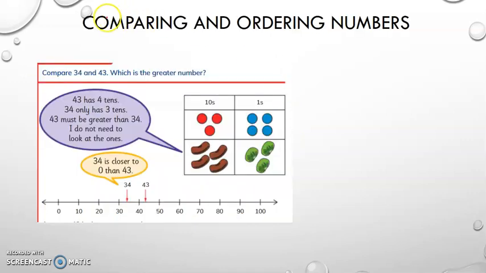Now, after that, we are moving to comparing and ordering numbers. We have already seen comparing and ordering numbers during our revision. When we compare two numbers, we say one number is greater than the other number or one number is lesser than the other number.